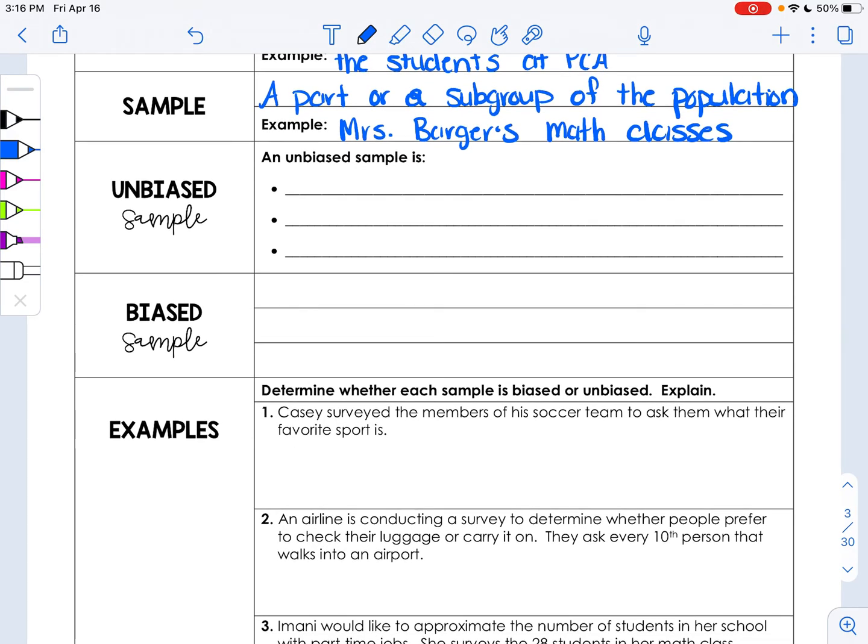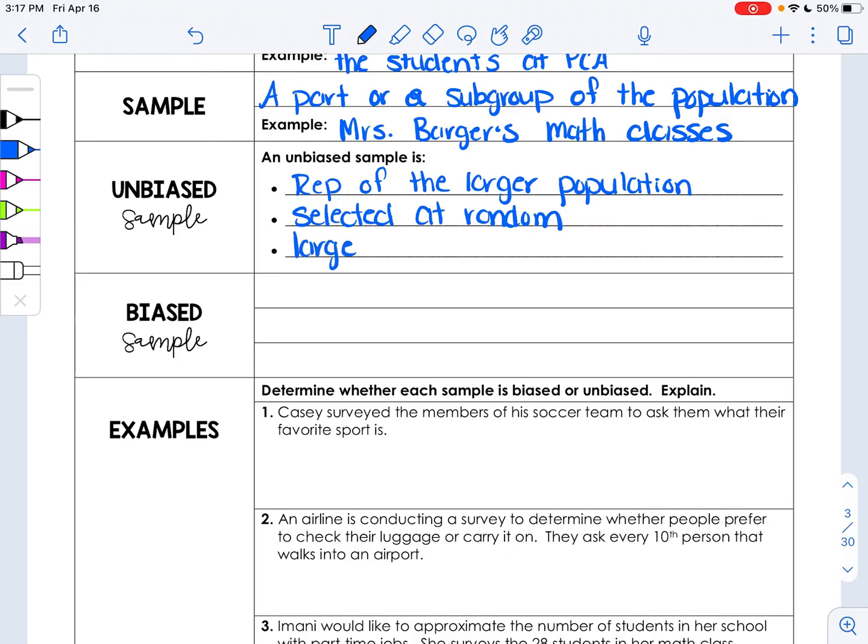So an unbiased sample is a representative of the larger population. It is selected at random. And it's going to be large enough to provide accurate data.